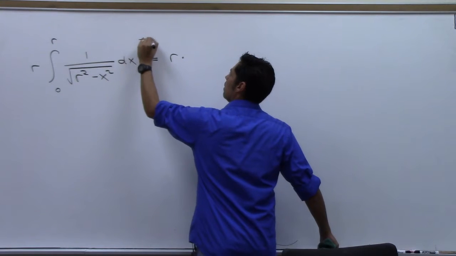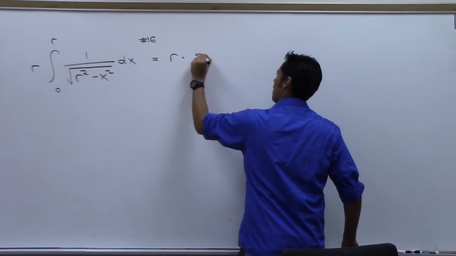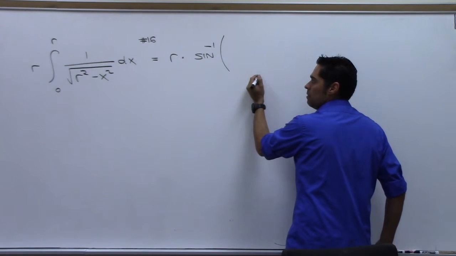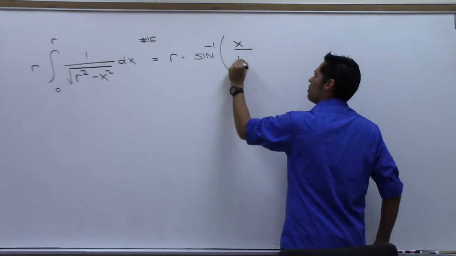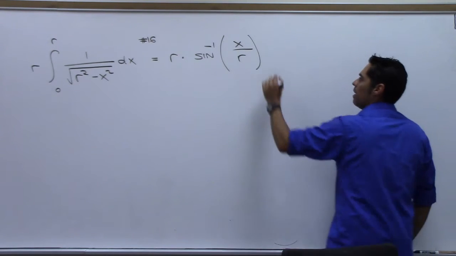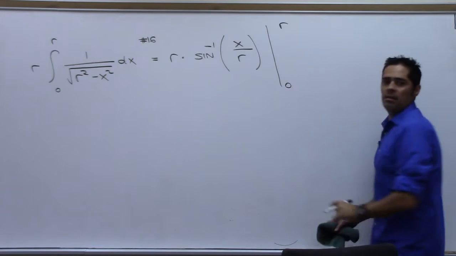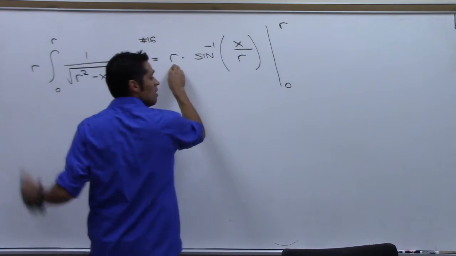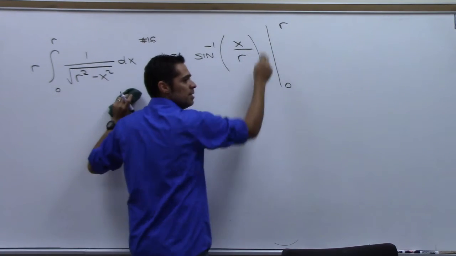So what is it? Formula 16. Inverse sine, arc sine, that's it? Nothing in front of it? Yeah, nothing in front of it. Arc sine of u over a. What's u for us? X. X over a, which is r for us, right? That's the antiderivative, and then we're evaluating that from 0 to r. Understand? Now remember, the r popped out. Here's the r that popped out, here's the antiderivative of this according to formula 16, and here are our limits of integration.